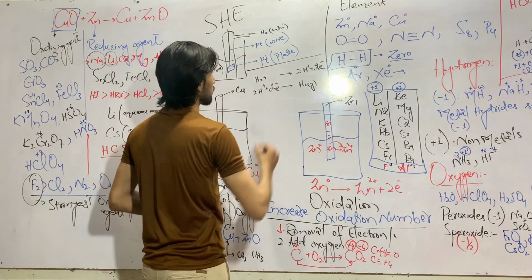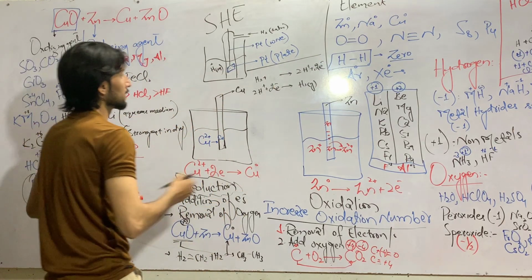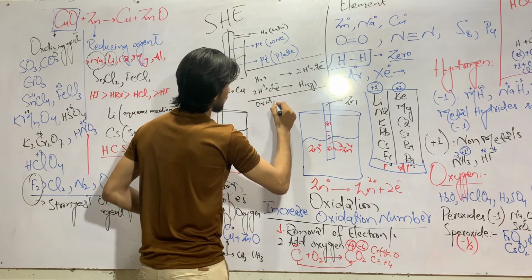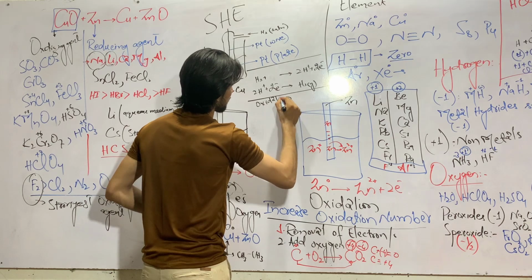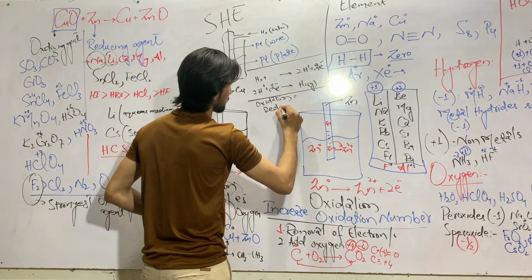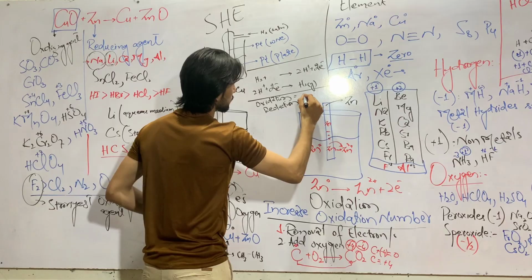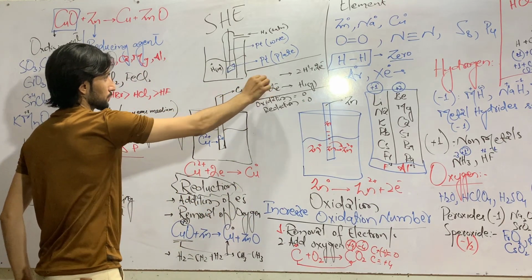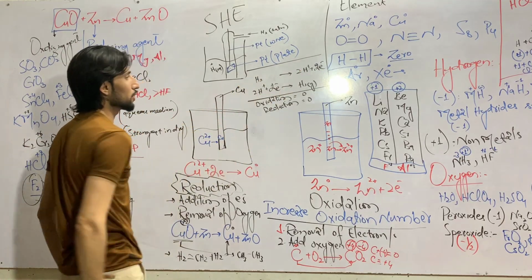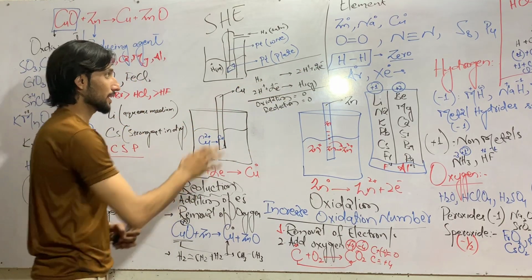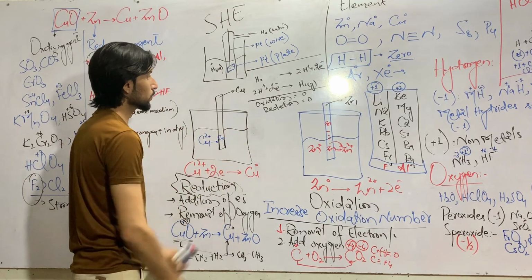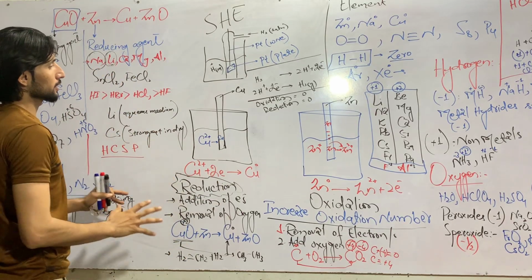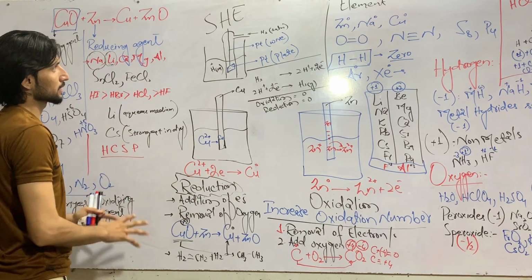So both of them have equal tendencies. And we have taken the oxidation potential plus reduction potential, both of them equal to 0. The oxidation plus reduction: here we see oxidation taking place, here we see reduction taking place. But in both cases it has 0 potential. So we have taken this 0 and we measure the potentials of other elements against it.